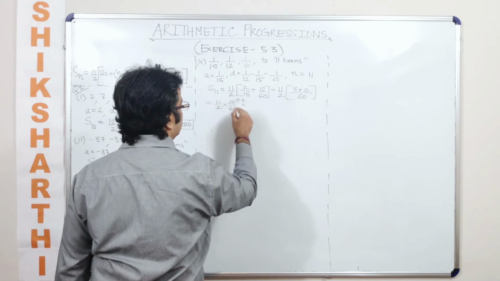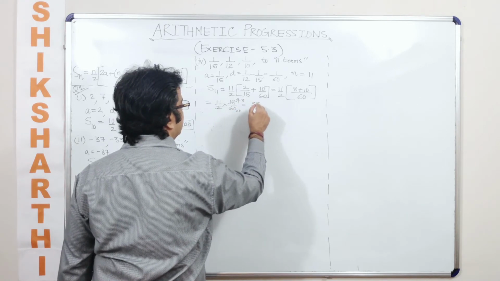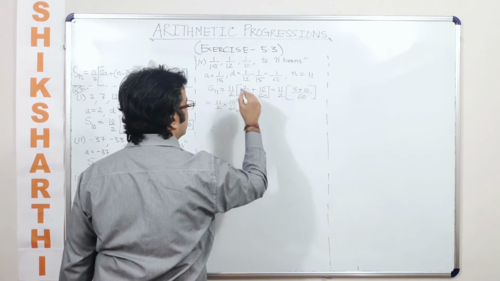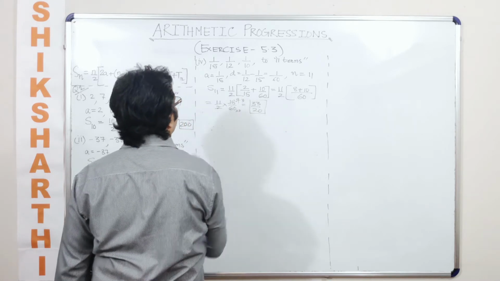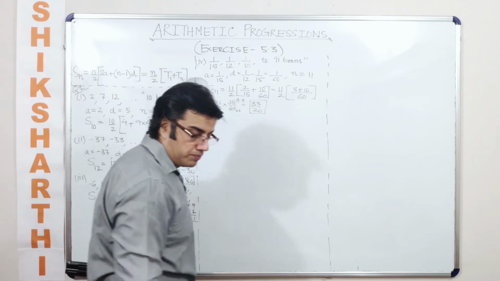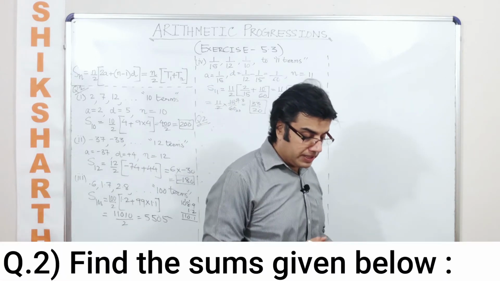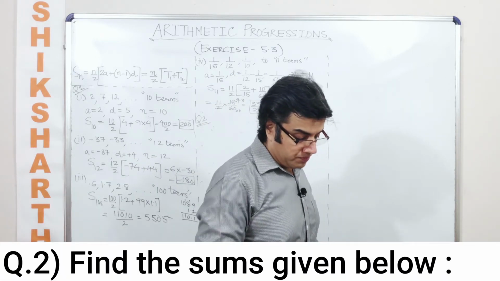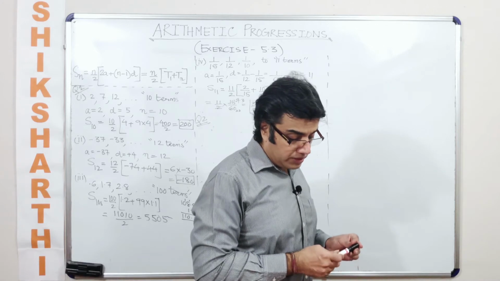So which further I can say, this is 33 by 20 is the answer that I am getting. Okay, let's move on to the next question. The next question here is question number 2. So question number 2 says find the sums given below, and then they have again given you some series.